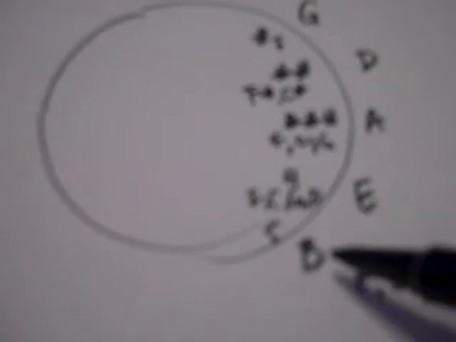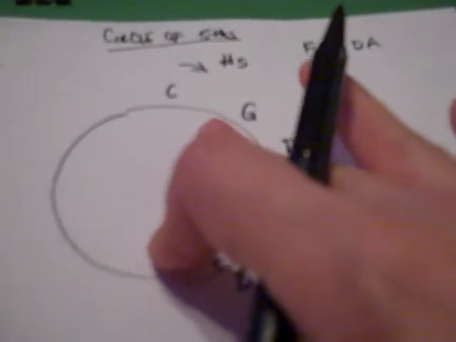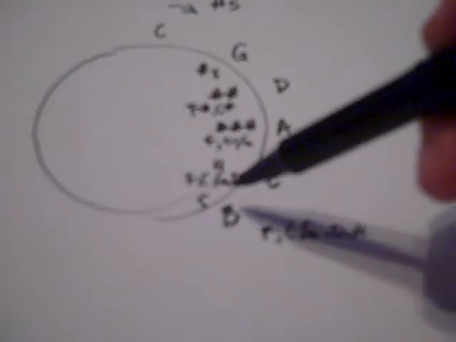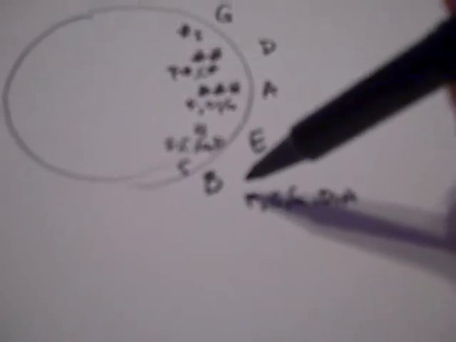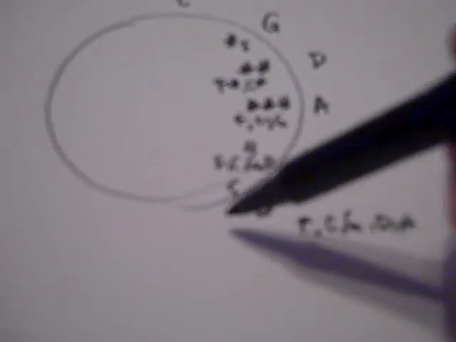What's next? B. We need the 5th of B. B, C, D, E, F. Okay, but we've got some sharps here in B, so it's not F natural, because in the key of B, F is sharp, right? So the next key up would be F sharp.